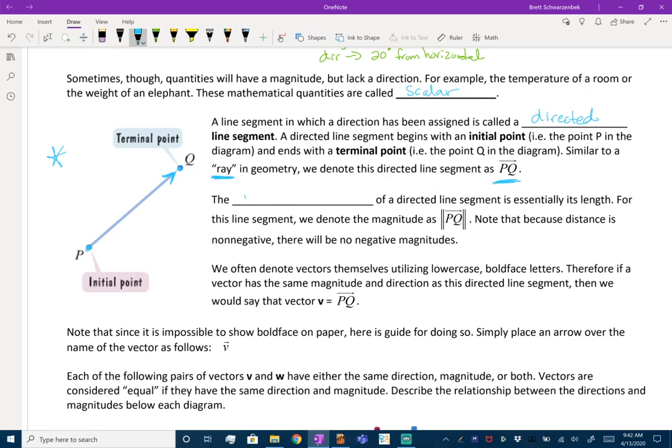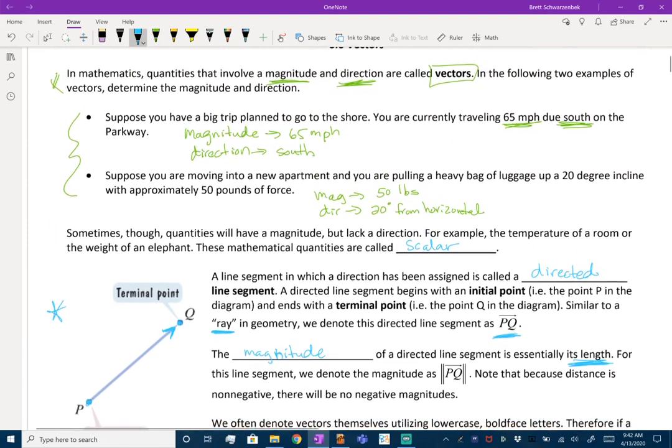It says the magnitude of a directed line segment is essentially its length. Okay, so normally you would say, hey, what's the length of this segment? But now you're going to be using a different word. You're going to be using the word magnitude, which makes sense because that's what we were just using before.